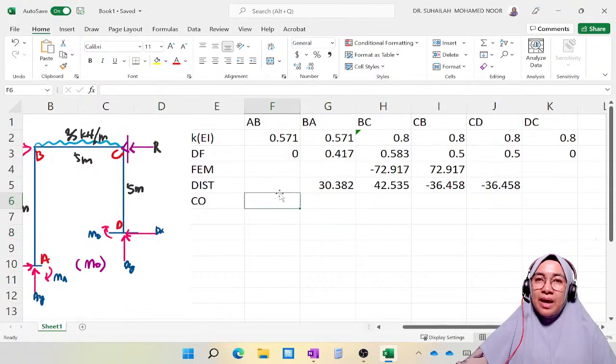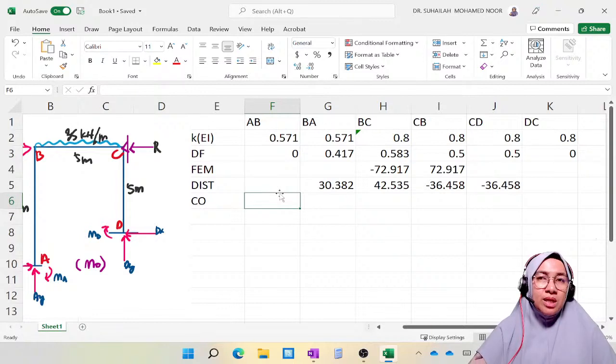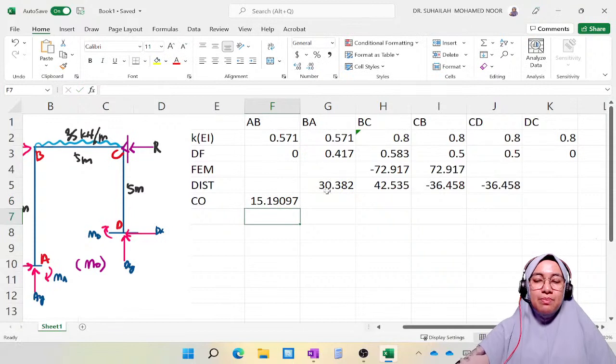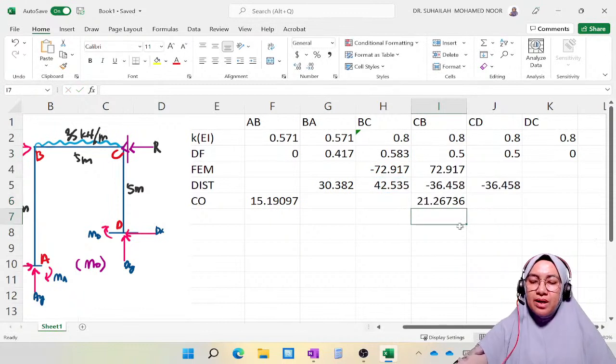Whenever we carry the value, we have to carry it to the opposite joint. From B, we carry the value to A and to C. Same goes for C: we carry to B and to D. From D, we carry to C. So we divide by 2 because it is 0.5. This one divide by 2. B carry to A, B carry to C is this one times 0.5.